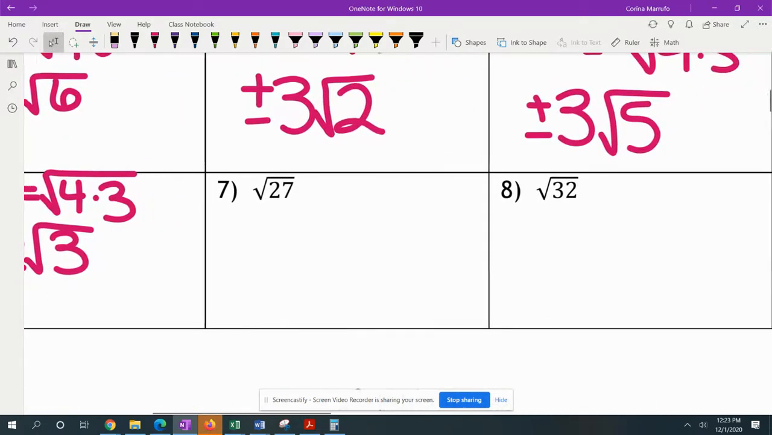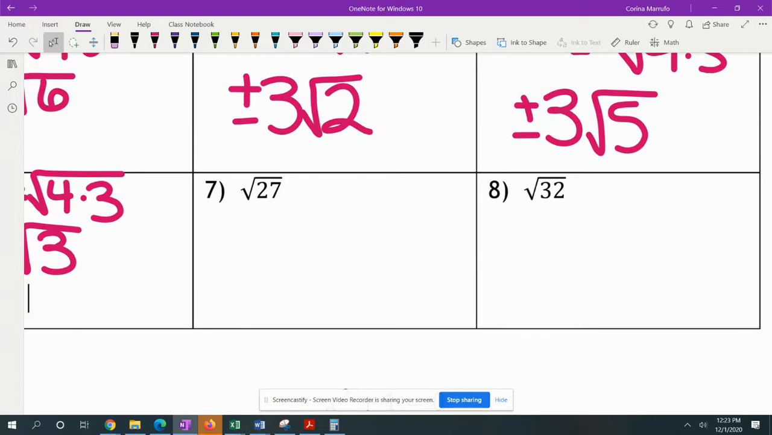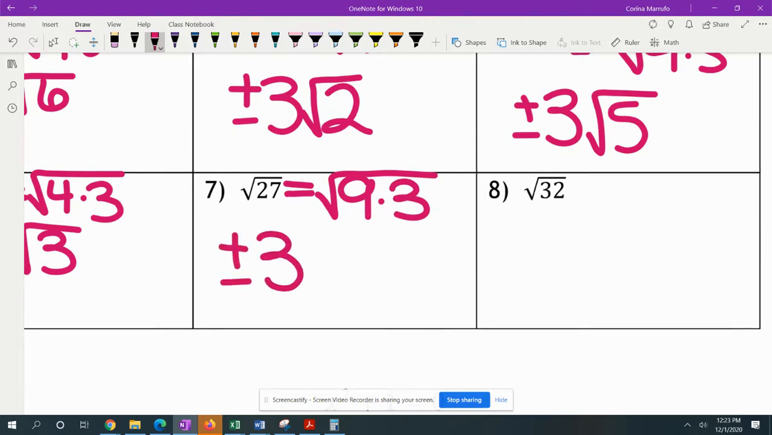All right, number 7. The square root of 27, we have to look for two numbers that multiply to give us 27. Well, 9 times 3 gives us 27. We can take the square root of 9 and get a whole number. That gives you 3. And the 3 stays trapped inside the square root.